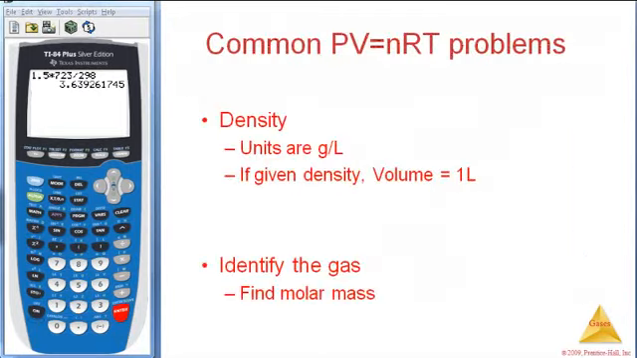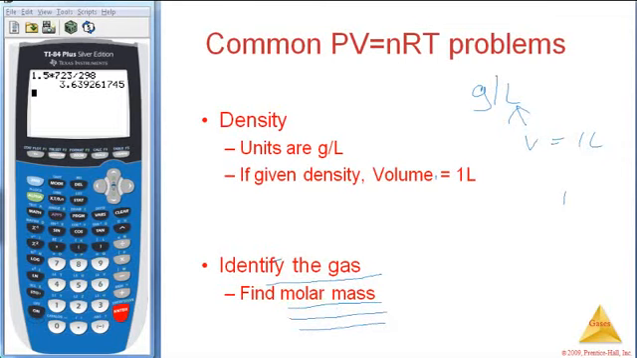Okay, some of the common problems on the AP exam are density problems. The key to density problems is to remember that we're usually talking about grams per liter. So when you're given density, you're given your volume, which is 1 liter. And if you get a problem where it tells you to identify the gas, the way you identify any substance usually is by finding its molar mass.